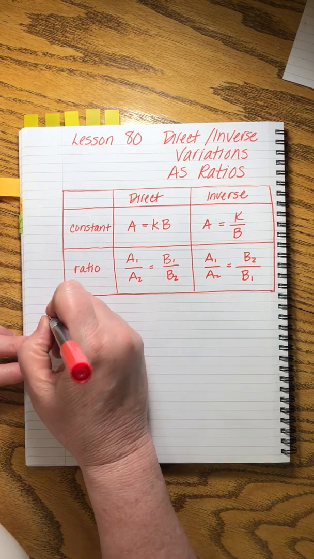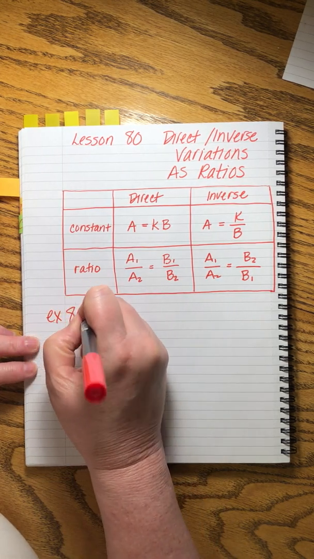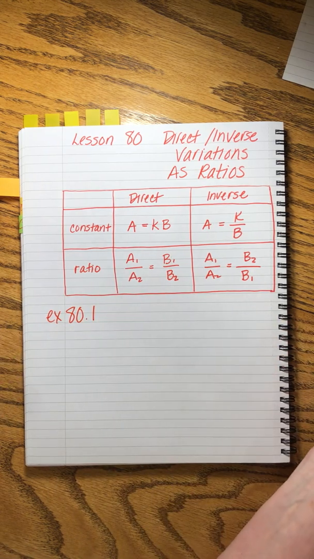80.1. 2/3 of the way through the year. That's crazy. I feel like we're just getting going.